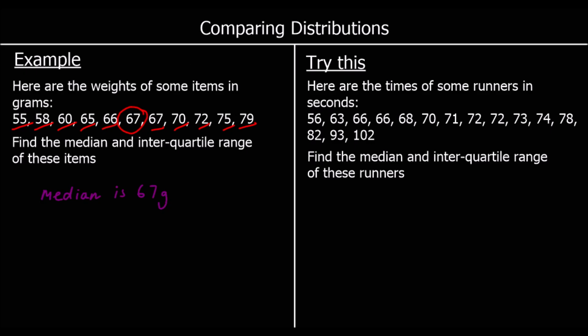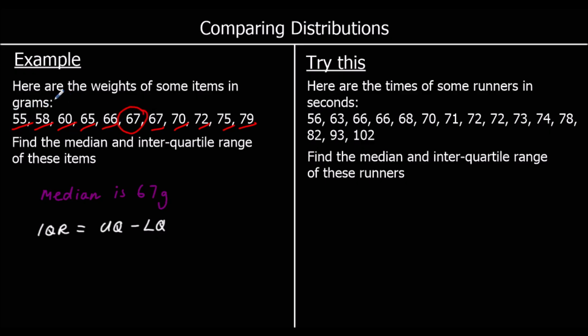The interquartile range is a measure of how spread out the data is. It's the upper quartile take away the lower quartile. Quartiles are a quarter of the data. So the median's the middle number. The lower quartile is 1/4 of the way through, and the upper quartile is 3/4 of the way through. We can find it by finding the median of each half.